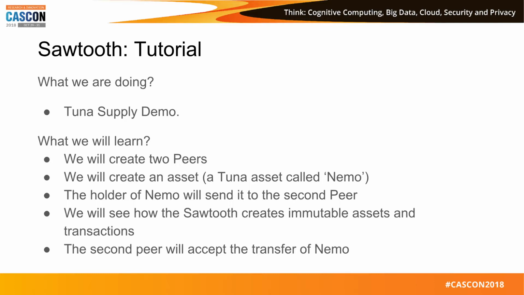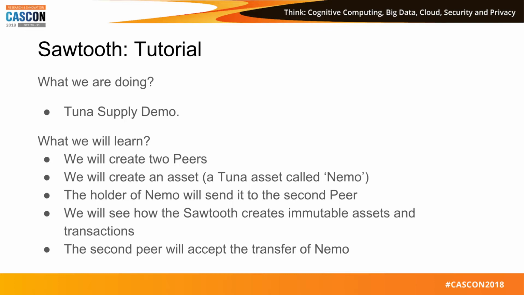This means that we have a tuna. That tuna will have an owner, and then the owner will send the tuna to a different owner. That's the whole purpose of this tutorial. So what we're going to do is create two peers. We're going to create a new asset, which in this case we're going to call Nemo. Then the owner or the holder of Nemo will send it to a second peer or to a second holder.